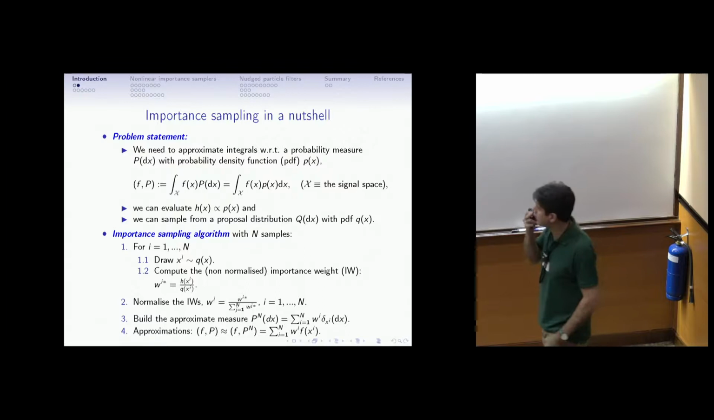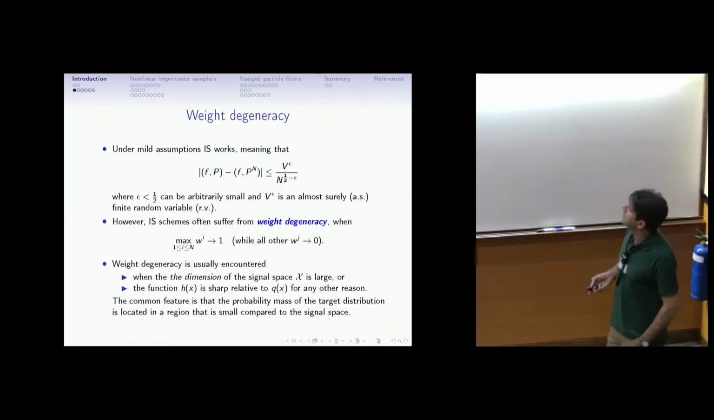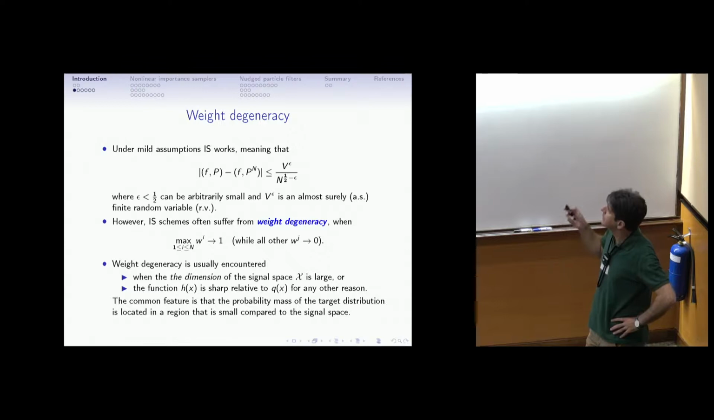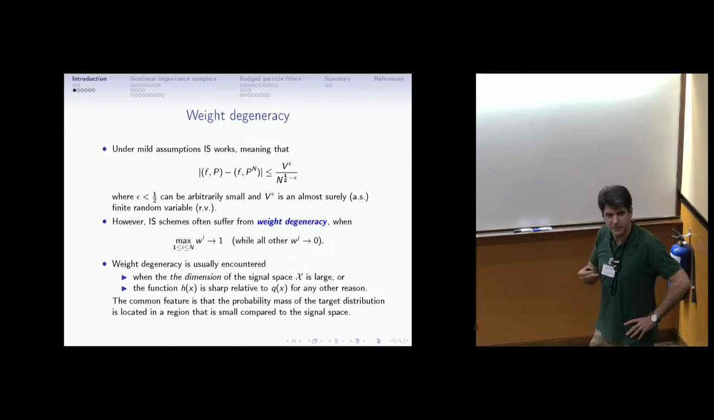Right. So this is very standard, and there are also many standard results showing that under mild assumptions, we are able to make this algorithm converge almost surely with rate the square root of the number of samples that you have generated. Okay, there are many ways to state this result.